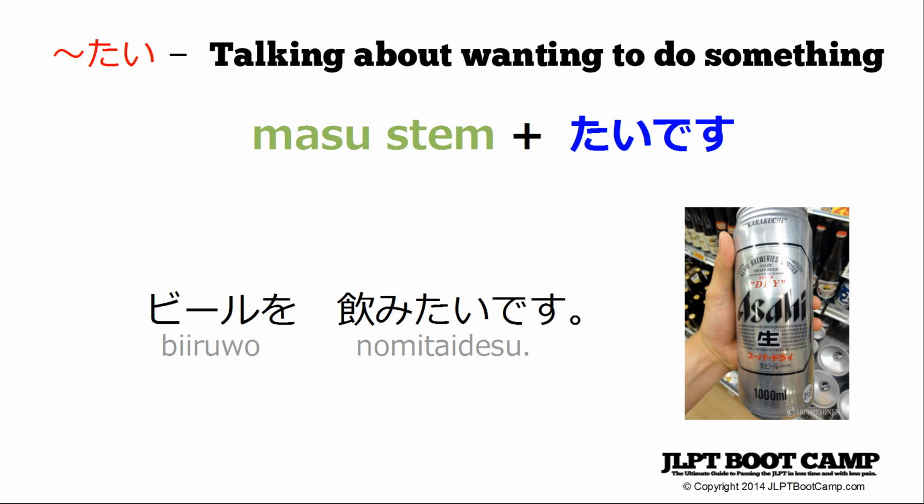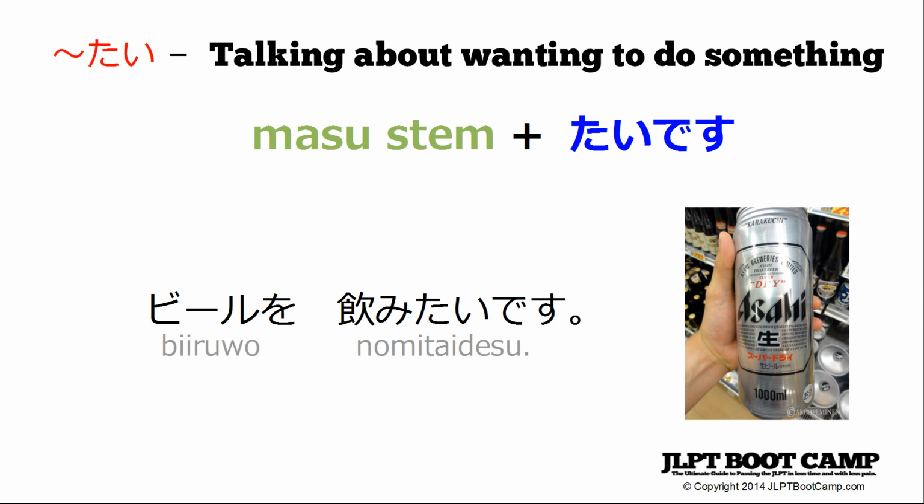That desu at the end makes it polite. That's something that you would use with older people, or maybe someone you've just met. You might use this polite form. This is what you'll see on the N5 test. Everyone speaks politely on the N5 test. No one speaks casually.